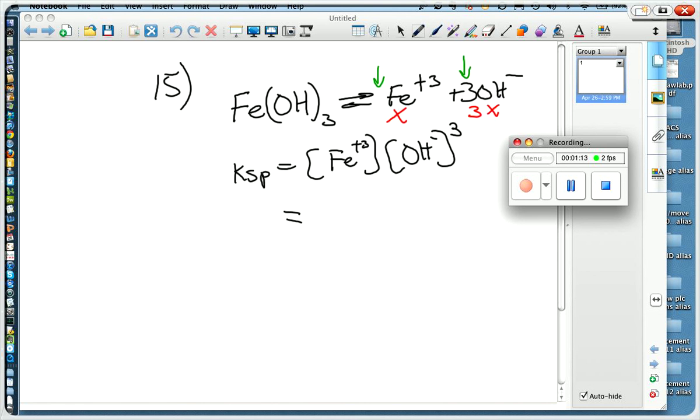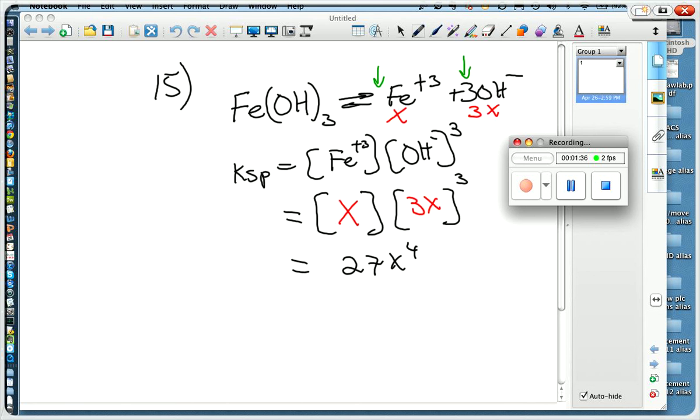Now we take our X amounts and plug them into the expression. We know that the iron concentration is going to be multiplied by the hydroxide ion concentration cubed. We know that the iron was X, and we know that the hydroxide was 3X. If I work that out algebraically, I get 27x to the 4th.